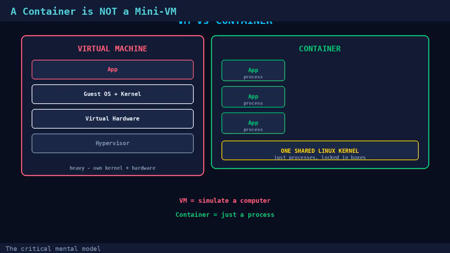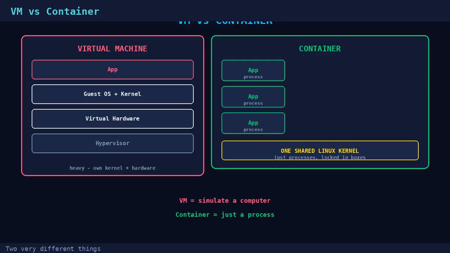This is where almost every beginner builds the wrong picture. Let me fix it now, because the wrong picture will sabotage you later. A container is not a mini virtual machine. A virtual machine simulates an entire computer. It has its own kernel, the core of an operating system, and its own virtual hardware. That makes it heavy, slow to start, with gigabytes of overhead.